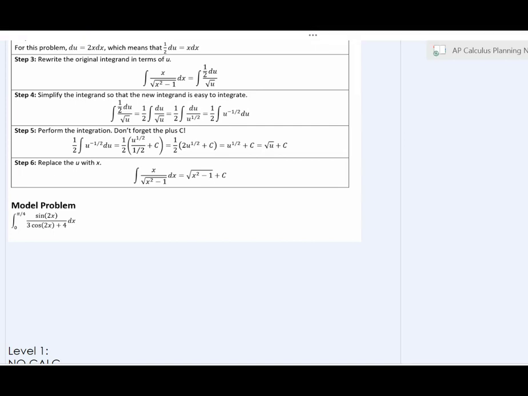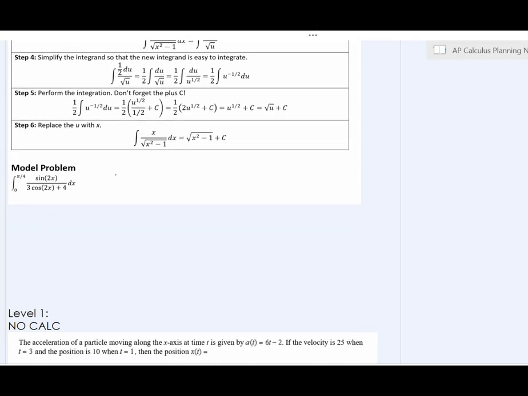When I look at U substitution, the most important thing is to identify what should U be. Because this is 3 cosine of 2x plus 4, that's a little bit larger of an expression than sine of 2x. So I'm going to make my U 3 cosine of 2x plus 4. The reason is that when I differentiate, that 4 is going to go away, and I also know that the derivative of cosine is negative sine, so this is going to look a little bit nicer.